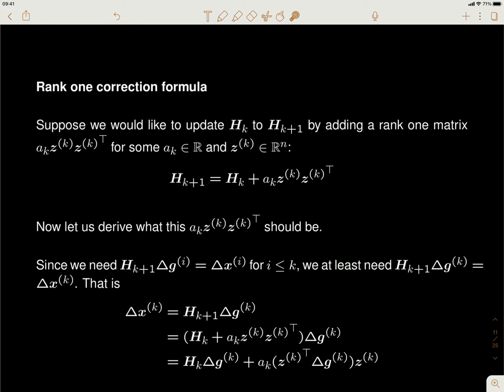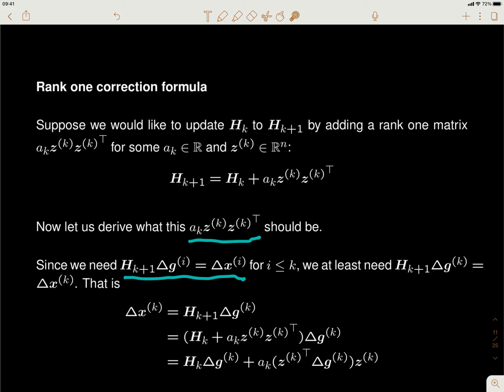Okay, to find this ZK AK, let's say what properties they need to satisfy. We need to guarantee that the new HK plus 1, when we multiply this by delta Gi, should be equal to delta Xi for all the i less than or equal to k. This is a property that this rank 1 matrix should satisfy.